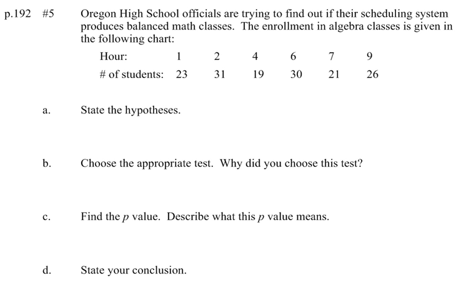Page 192, problem number 5 says, Oregon high school officials are trying to find out if their scheduling system produces balanced math classes. So what they want to do is they want the same number of students in every class. They don't want a lot of students one period, hardly any the next period. So here's the enrollment in algebra classes. So in first hour there's 23 students. In second hour there's 31 students, etc., etc.